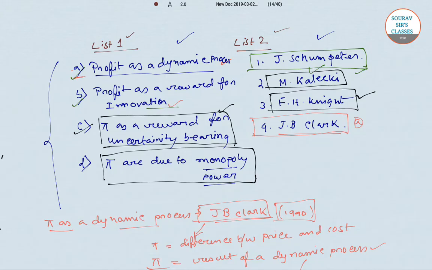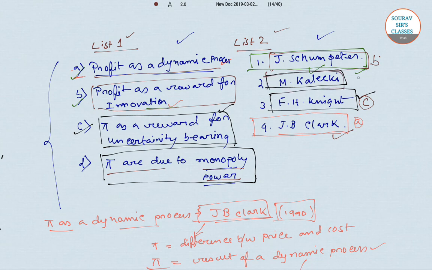So in this question, profit as a dynamic process was given by J.B. Clark. Profit as a reward for innovation was given by Schumpeter. So it will be B. Profit as a reward for uncertainty bearing, not risk bearing, was given by F.H. Knight. And finally, profit is due to monopoly power was given by Kalecki. So this will be option D.